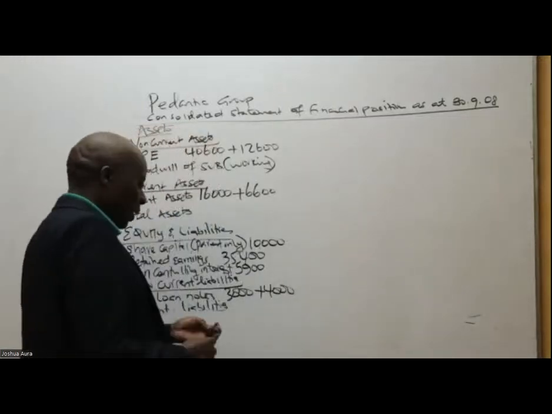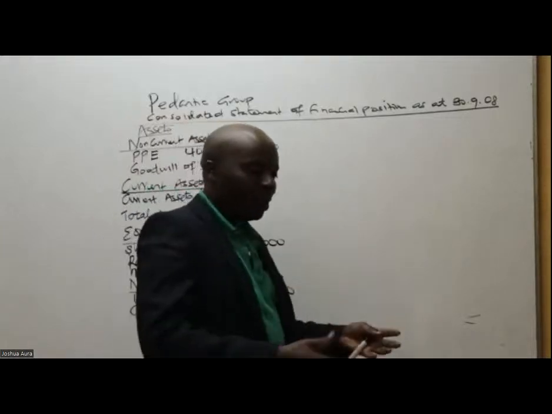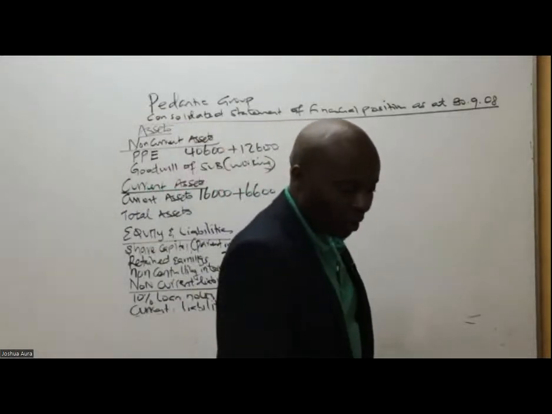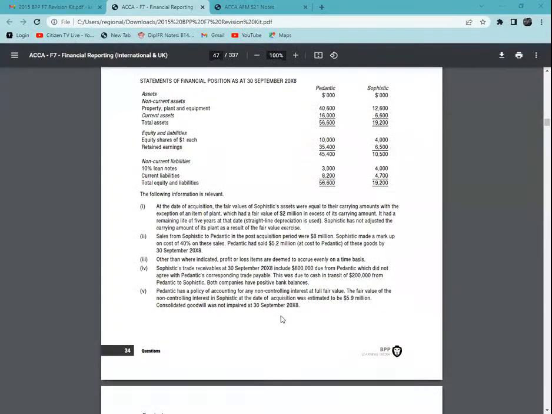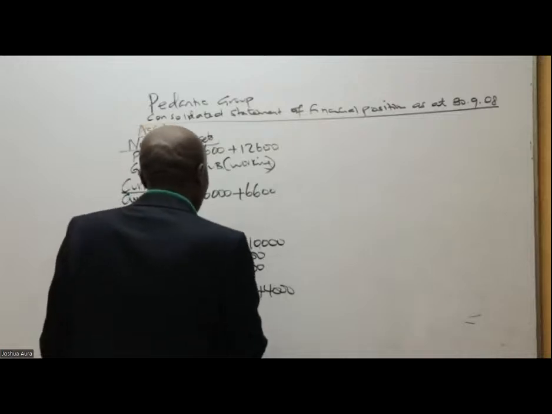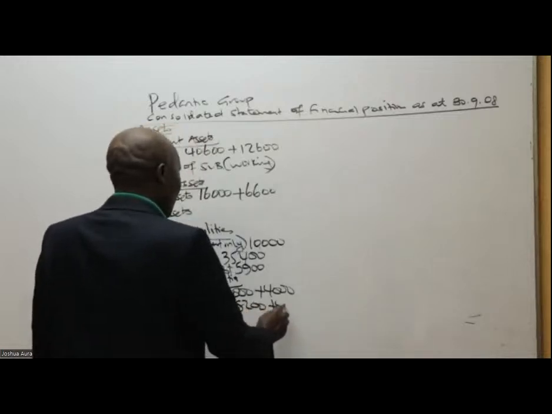And then we have the current liabilities. We are consolidating, putting things together, like how we are together in this room as a family. We are already consolidated, and of course happy to be here. So for the current liabilities, it's 8,200 plus 4,700.